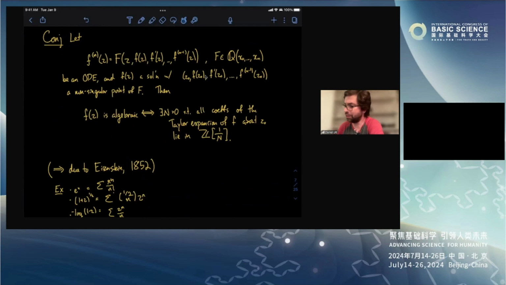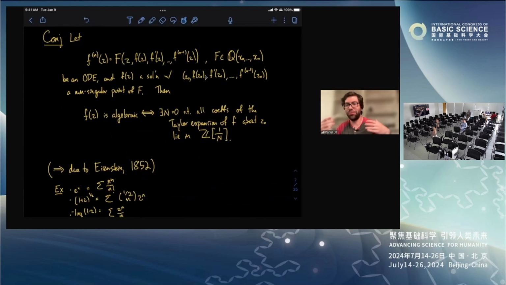So any f will have coefficients in some finitely generated Z-algebra because it's a rational function, and then the conjecture just becomes that the Taylor expansion of f has coefficients in a finitely generated Z-algebra. I tried to make it as elementary as possible. But yeah, the conjecture.